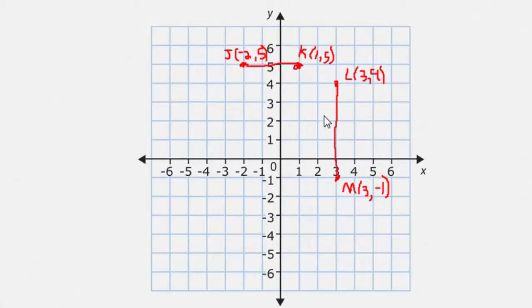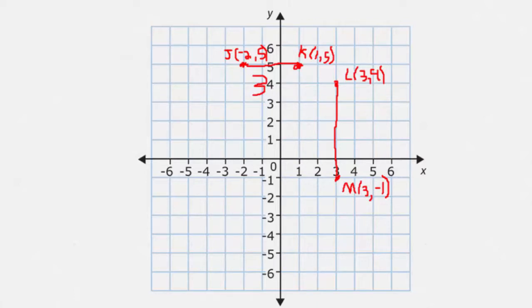Because these are entirely horizontal or entirely vertical, I can just count up the number of boxes that it goes over. It's as if I assigned here -2 on my ruler, and it's as if I assigned 1 on my ruler. Because they both have the same y coordinate, it's just going to be straight across. The only thing that's changed is the x number line. So from -2 to 1, 1 minus -2 is 3. So this length is 3.